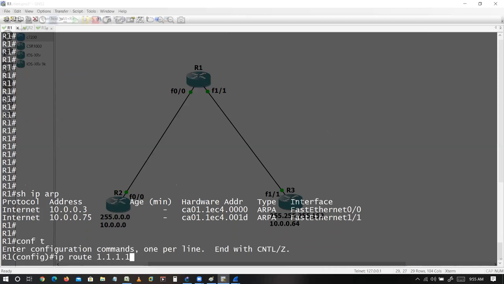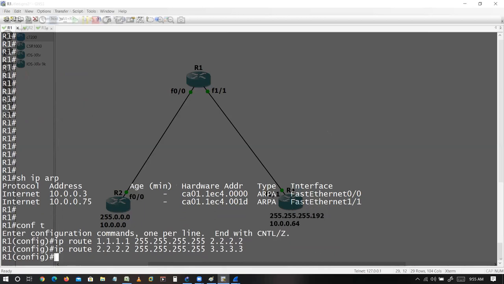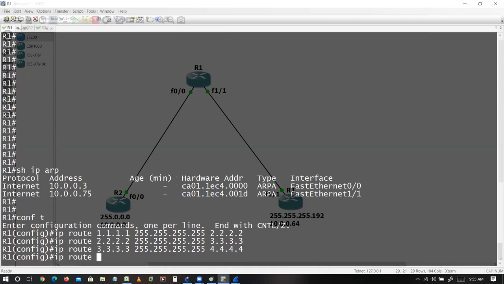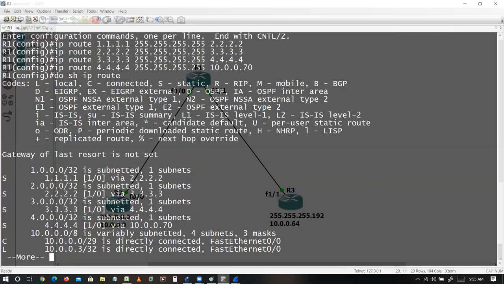IP route 1.1.1.1 255.255.255.255. The next hop is 2.2.2.2. Okay. IP route 2.2.2.2 255.255.255.255, IP route 3.3.3.3, IP route 4.4.4.4. So I'm creating the routing table, right? Like this, we create a routing table. Okay. Do show IP route. Let's check the routing table.